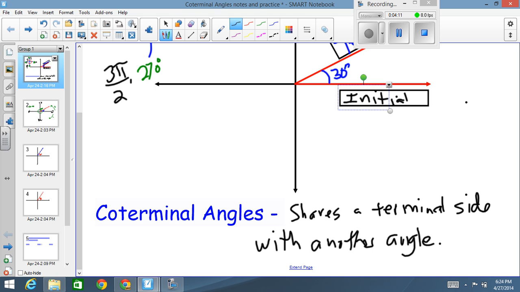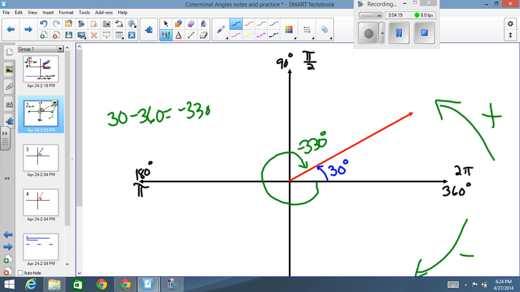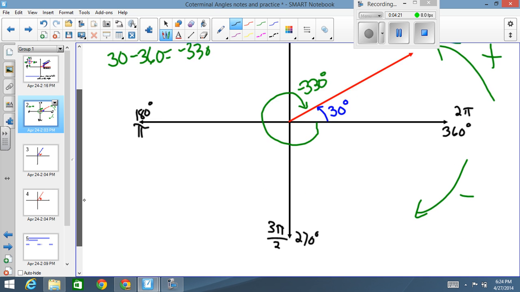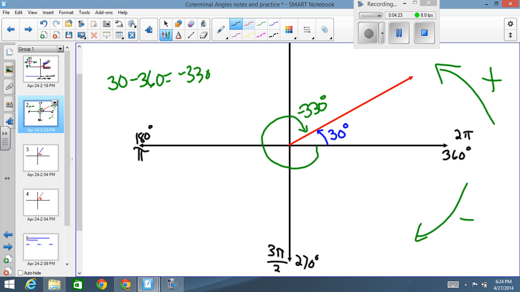In this case, we have a 30-degree angle and a negative 330-degree angle. Those would be considered coterminal angles. They share the same terminal side. So as we go back here, that was a coterminal angle going in the negative direction. What about the positive direction?